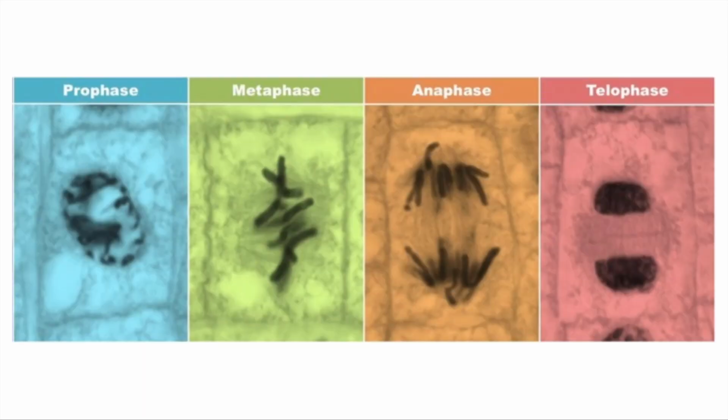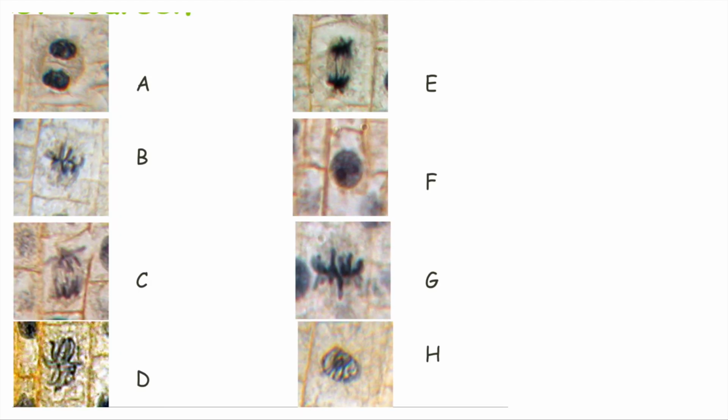So hopefully now you should know the different phases of mitosis: prophase, metaphase, anaphase, telophase, PMAT. Okay, so now try to test yourself and try to state which phase of mitosis each cell in the micrograph from A to H is being presented. Pause the video and try this yourself. Okay, so here are the answers.